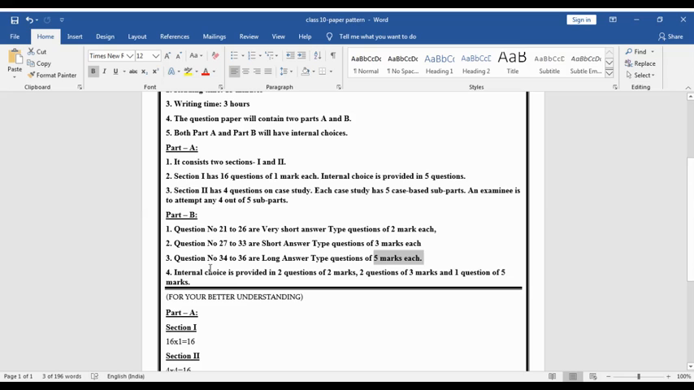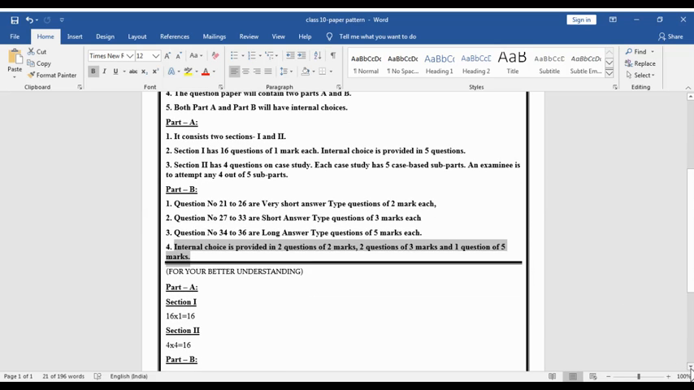Now, there's an internal choice note given here. See, internal choice is provided in two questions of 2 marks, two questions of 3 marks, and one question of 5 marks. So you have ample internal choice given to you this time in the board paper.